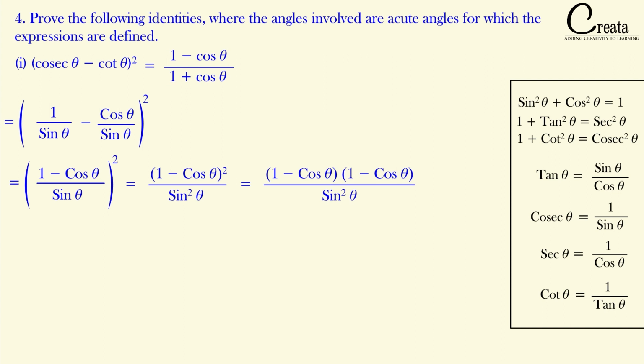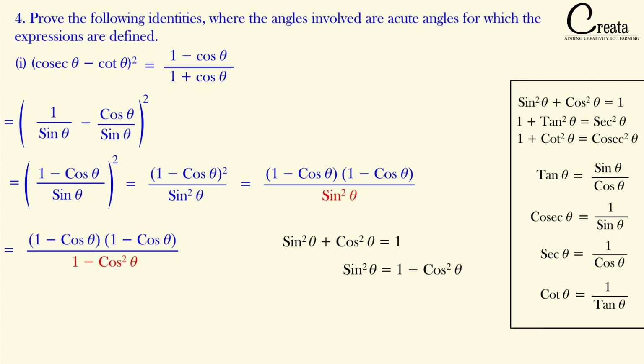Further, can we rewrite sine square theta as 1 minus cos square theta? We have simply used the first trigonometric identity. We got sine square theta as 1 minus cos square theta. And 1 minus cos square theta resembles a square minus b square, which is (a minus b) into (a plus b). This formula, a square minus b square, will be frequently used in trigonometric identities.